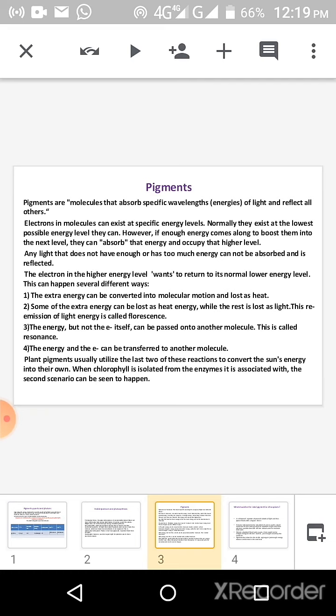The electron in the higher energy level wants to return to its normal energy level, and this can happen in several different ways. The extra energy can be converted into molecular motion and it can be lost as heat. Some of the extra energy can be lost.